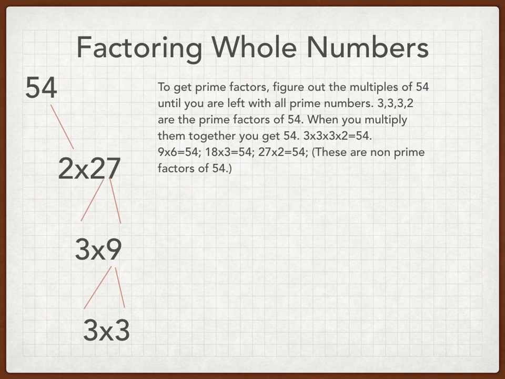Factoring whole numbers. To get prime factors, figure out the multiples of 54 until you are left with all prime numbers. 3, 3, 3, and 2 are the prime factors of 54. When you multiply them together, you get 54. 3 times 3 times 3 times 2 equals 54.